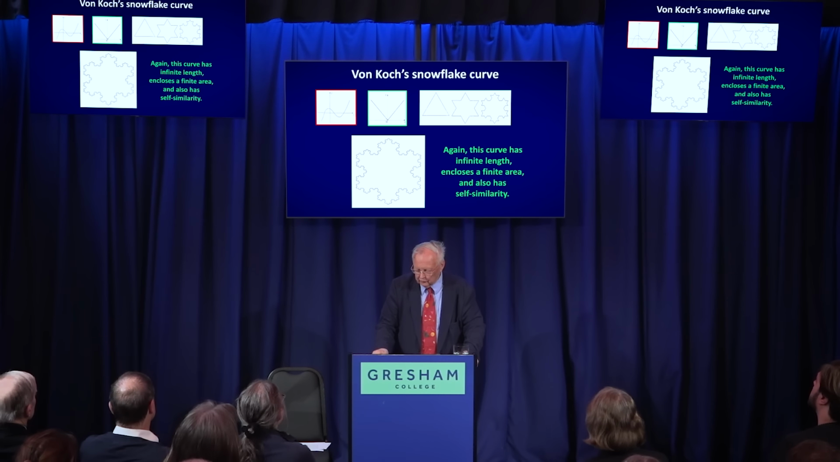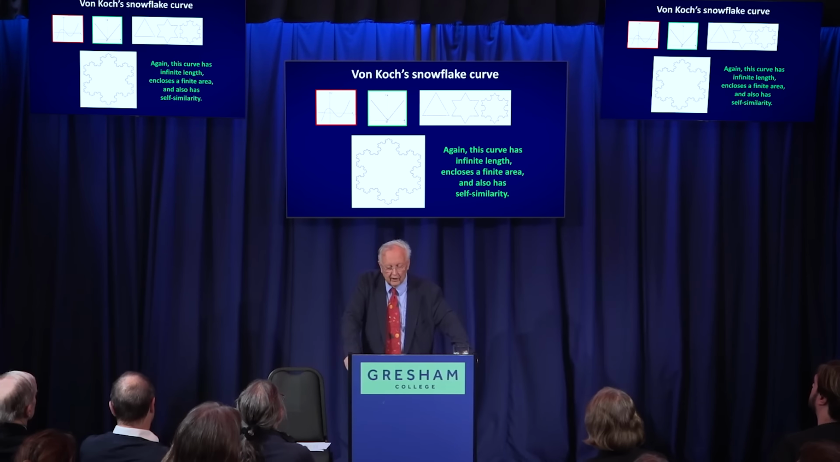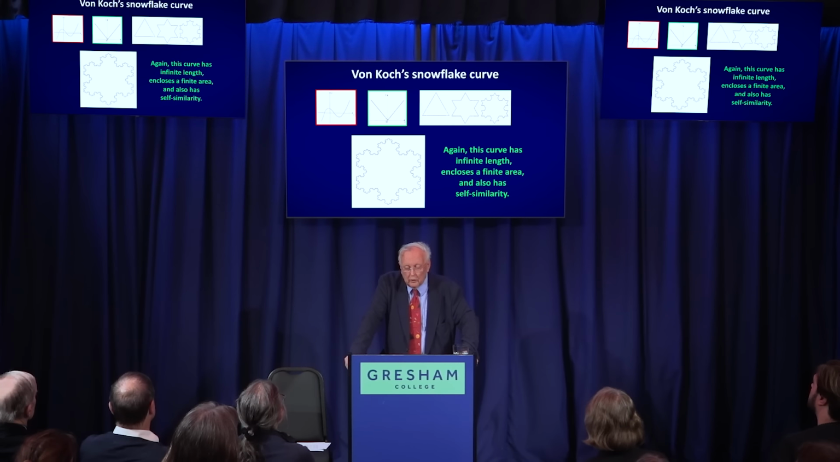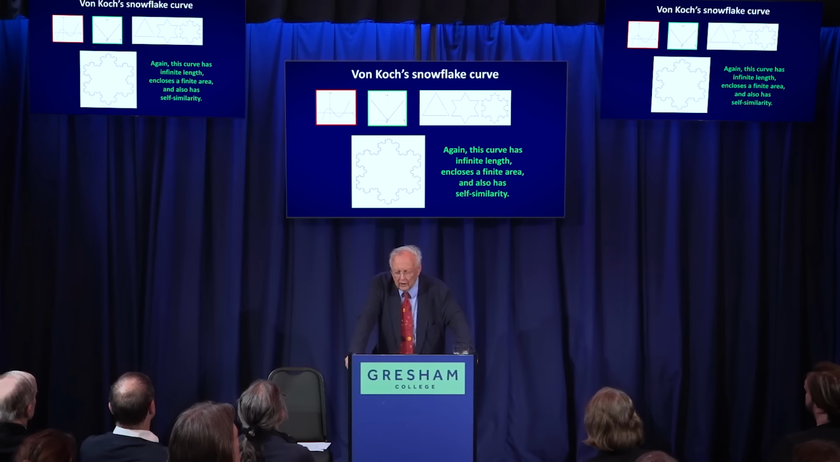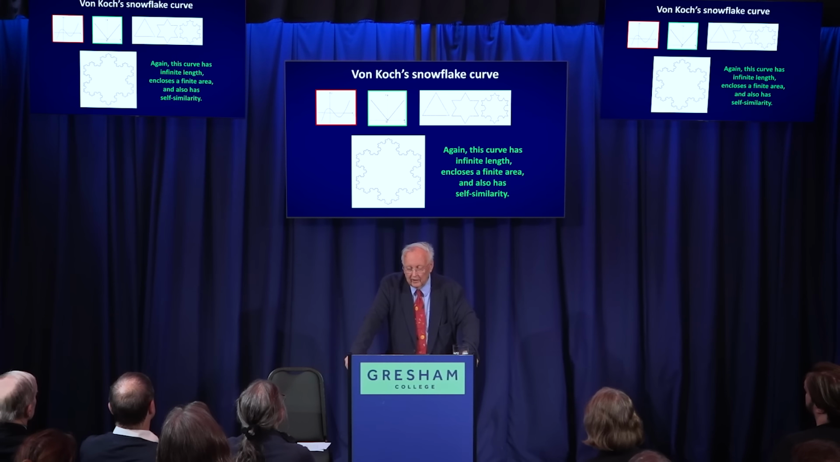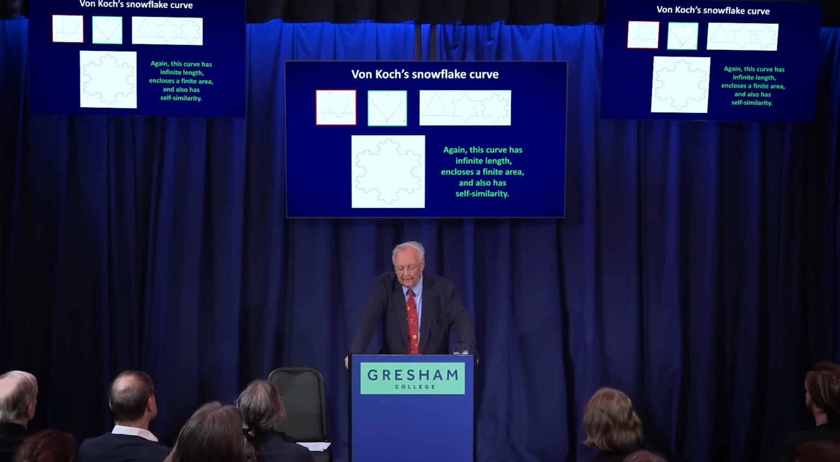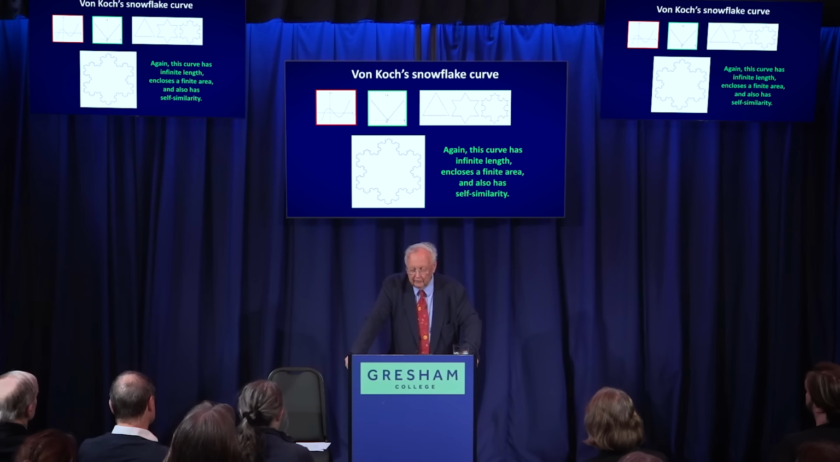Because each stage of the construction increases the curve's length by a factor of 4/3, the snowflake curve has infinite length, but it also encloses a finite area, which turns out to be 1.6 times the area of the original triangle. So like the coastline of Britain, it's of infinite length but encloses a finite area. And this curve also exhibits self-similarity. If you zoom into any part of it, this produces ever smaller appearances of the same pattern. And this property of self-similarity at all levels is a fundamental feature of fractal patterns.